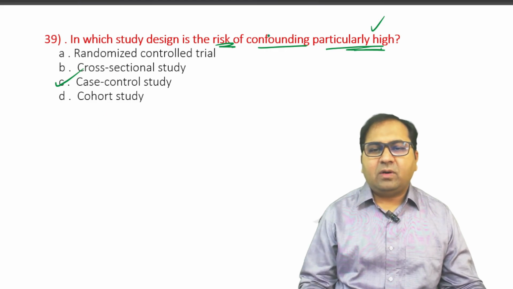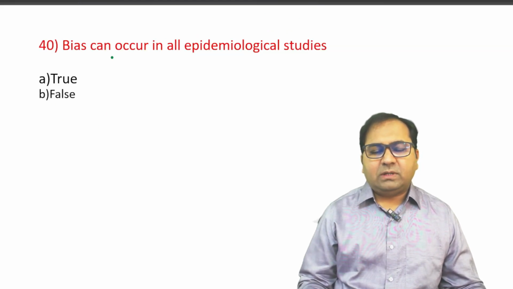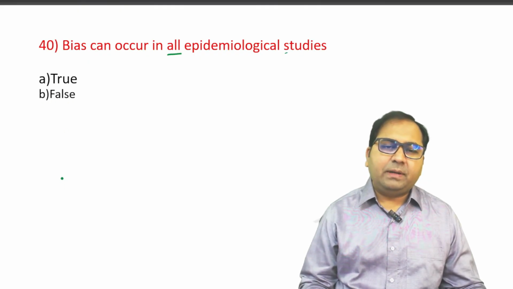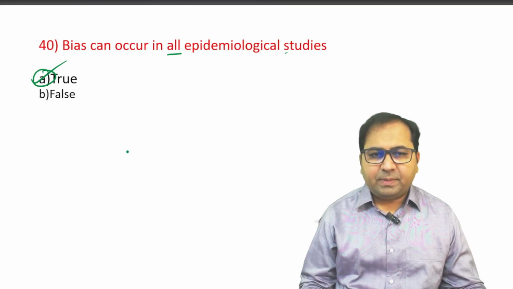In case control study, confounding will be high. Then next question. Bias can occur in all the epidemiological studies. Is it a true statement or a false statement? Yes, it is definitely a true statement. Bias can occur in all the epidemiological studies. Yes, it is a true statement.